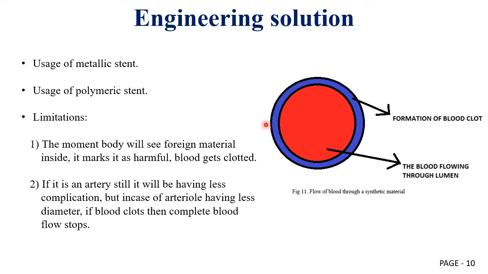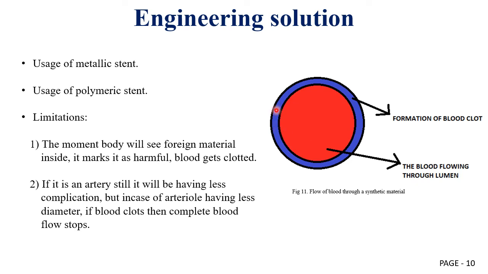In this diagram, I've tried to show the formation of a blood clot. Now, if the size of the artery is quite big, then it won't be much of a problem because the lumen will still allow blood to flow. However, when we are talking about coronary arteries, whose diameter is in the range of 0.5 millimeter to 1 millimeter, if a blood clot forms, then the entire flow will stop. So we cannot use synthetic materials in those cases. So what can we do?